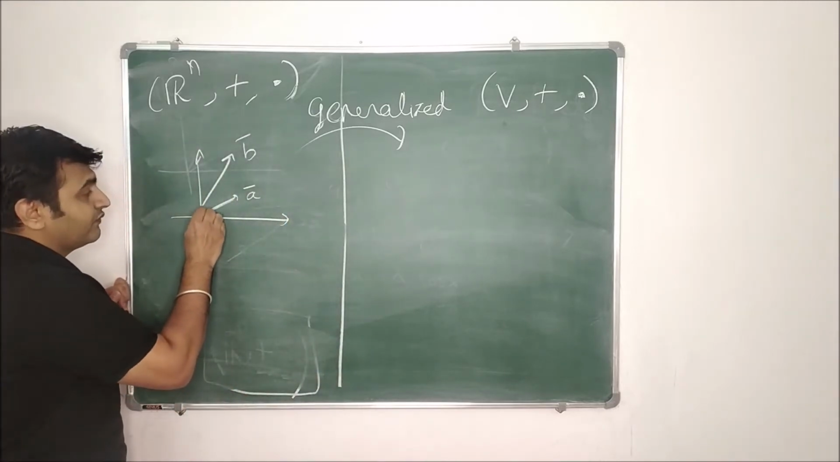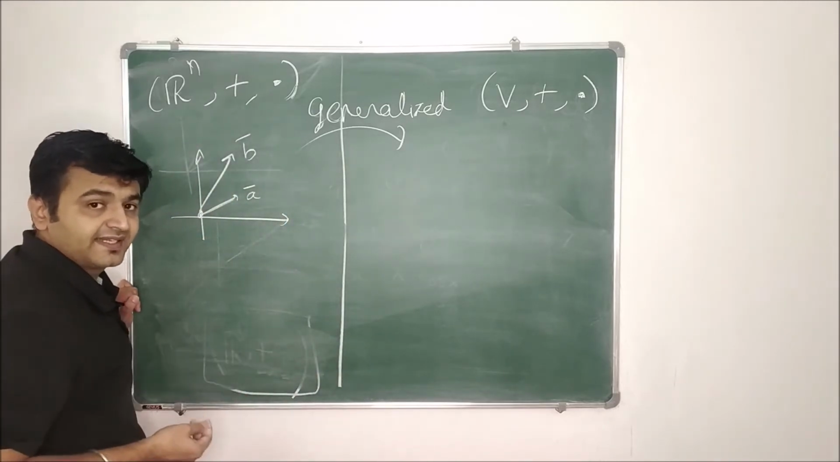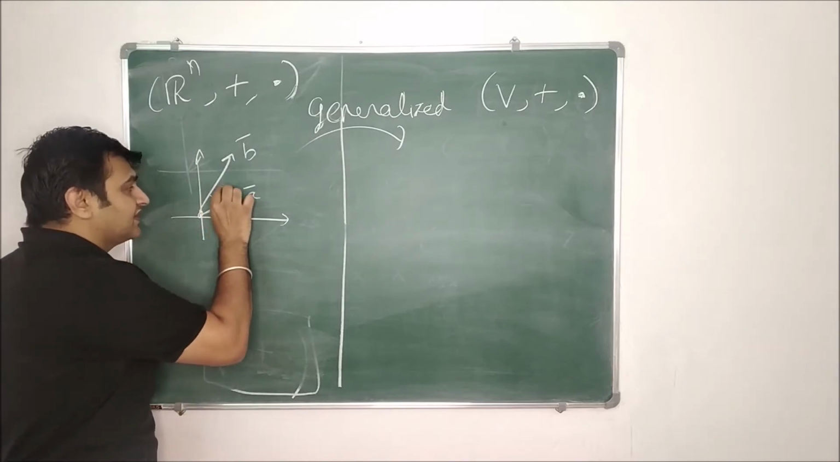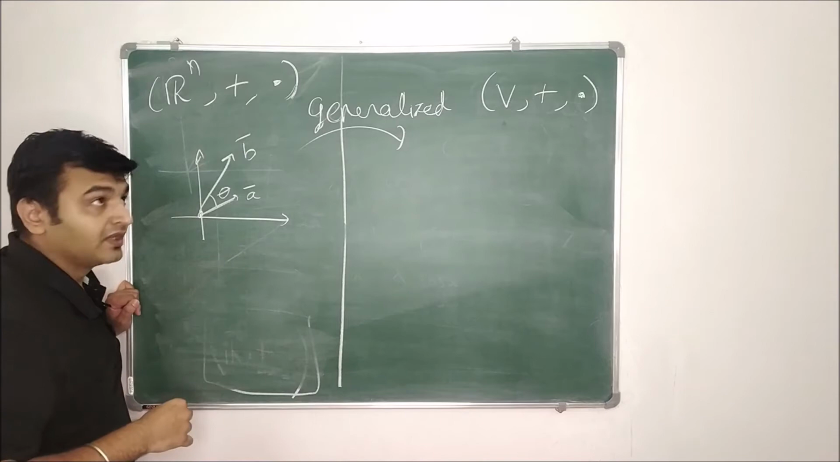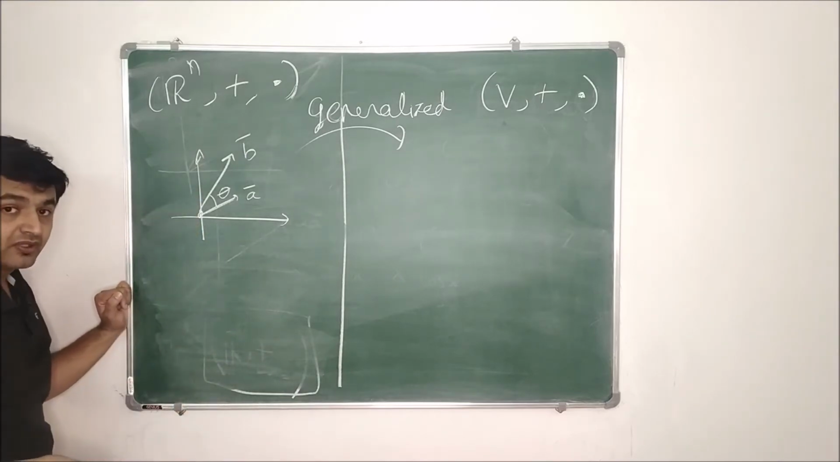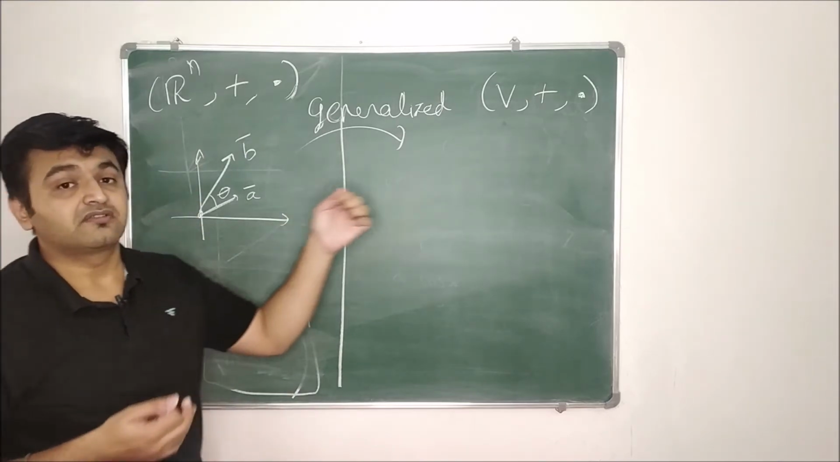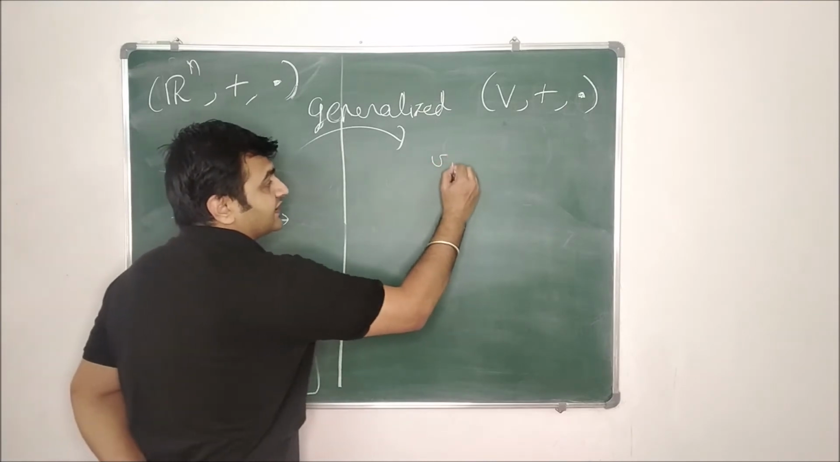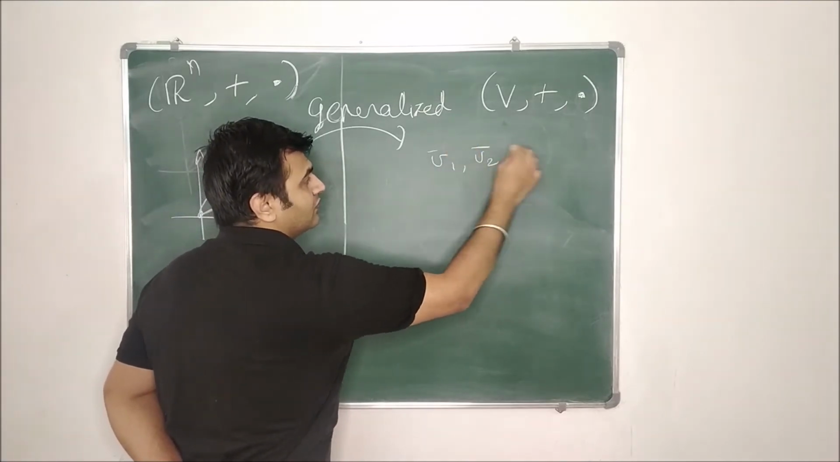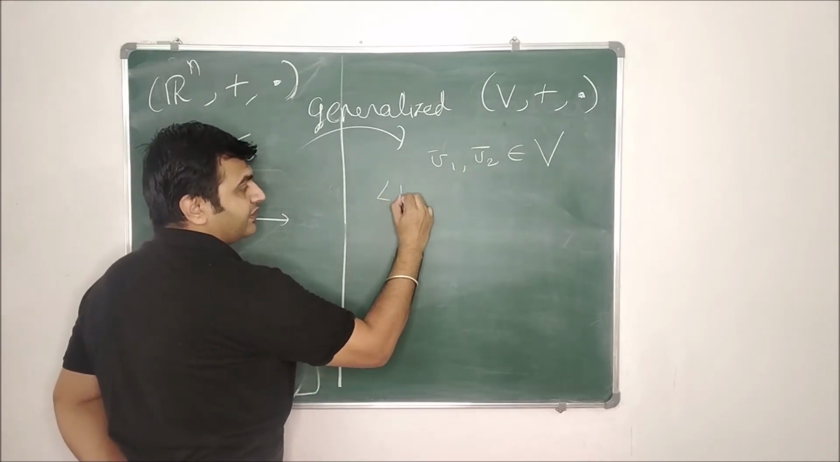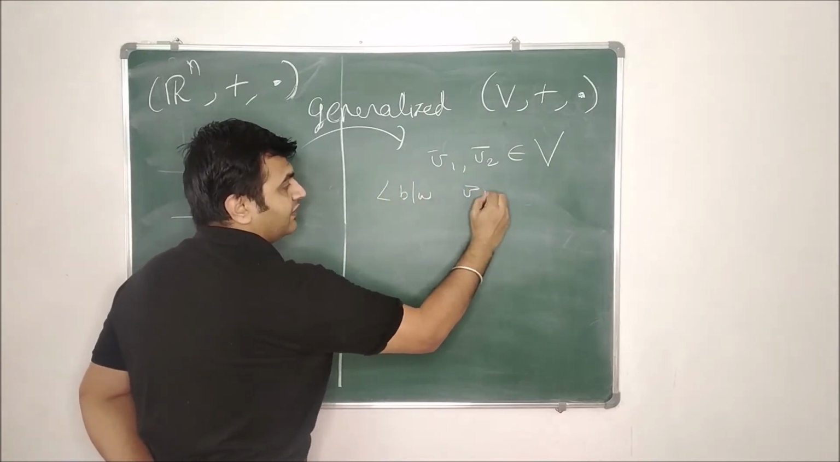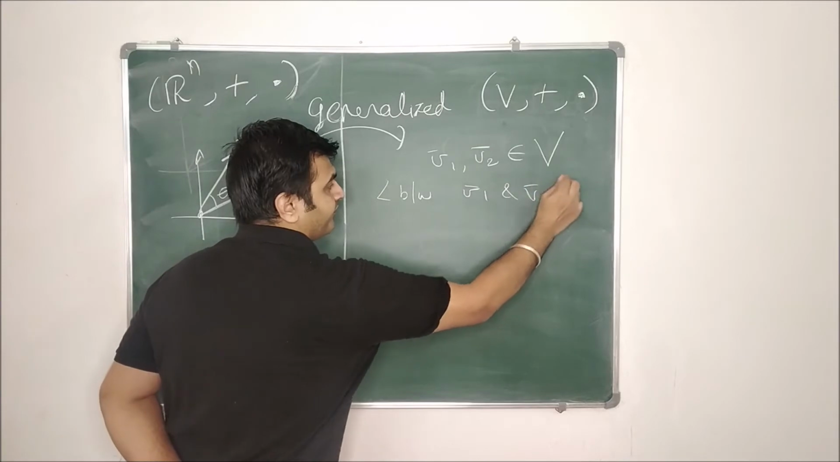Now once you have two vectors, after addition and scalar multiplication, the obvious thing is you talk about the angle. What is the angle between two vectors? In Rn you can talk about the angle between two vectors. So obviously the question arises: if I take two vectors, say v1 and v2, from a vector space V, what is the angle between v1 and v2?